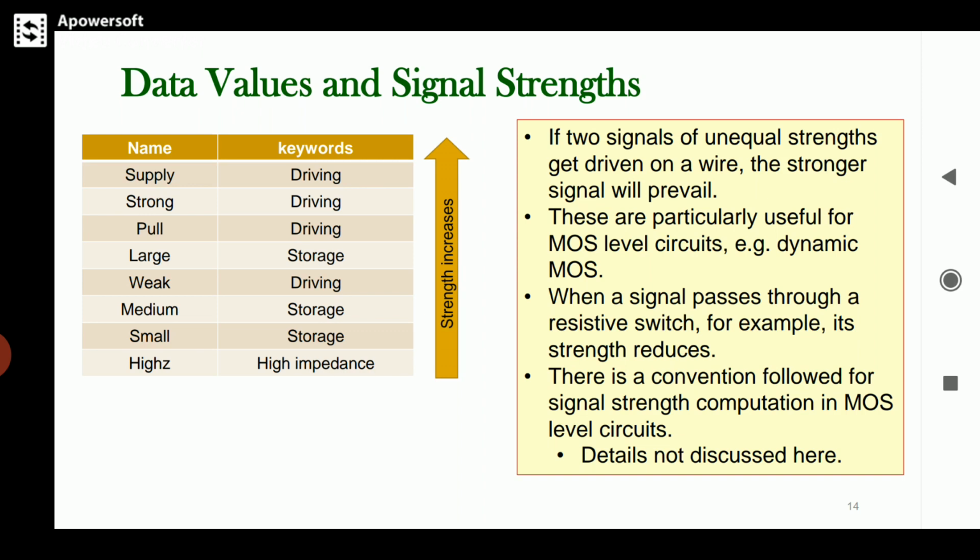Data values and signal strengths are very useful, particularly when we use transistor level circuits. When we use resistive switches, signal strength decreases at the output end. Data values and their signal strengths are not required to be discussed in detail in this course.